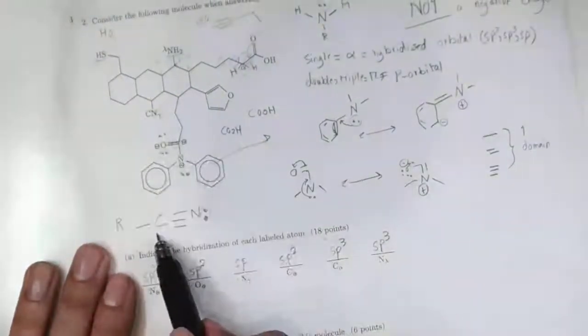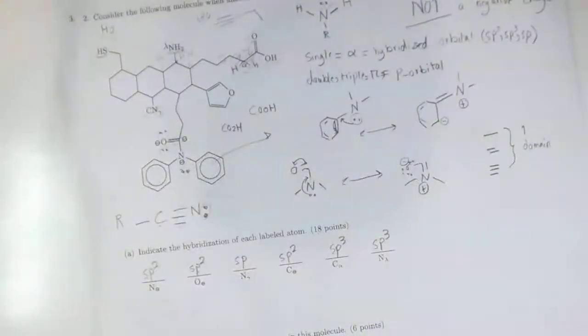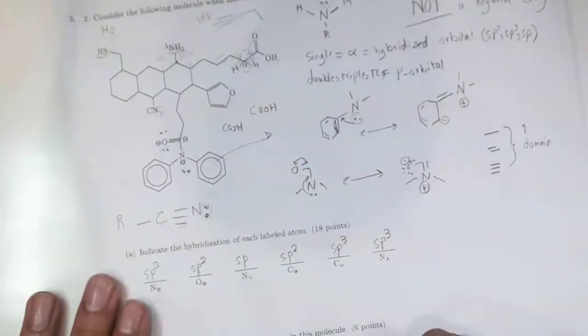Now over here, if I have a carbon that's triple bonded to nitrogen, this is going to be your cyanides or nitro groups. Either one is fine.